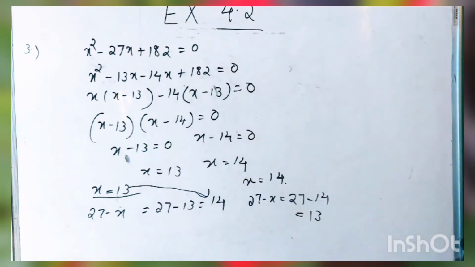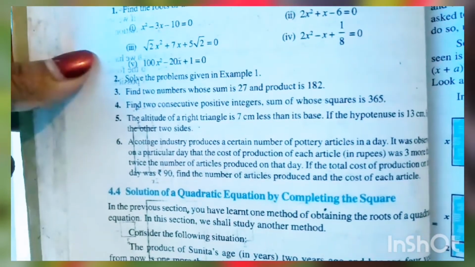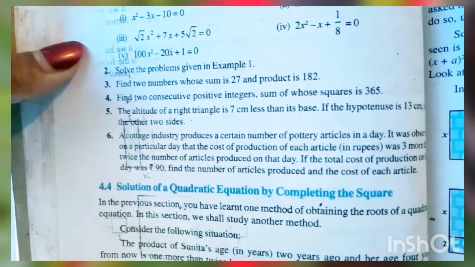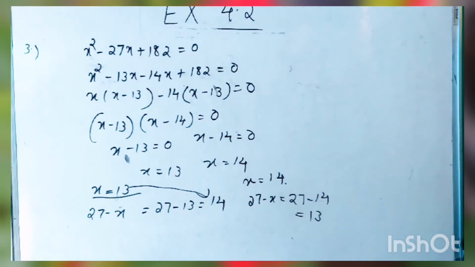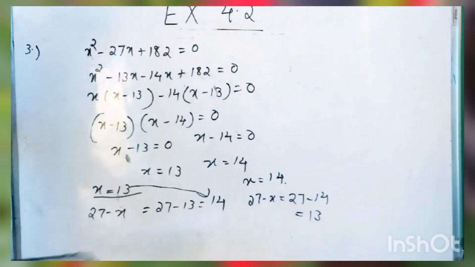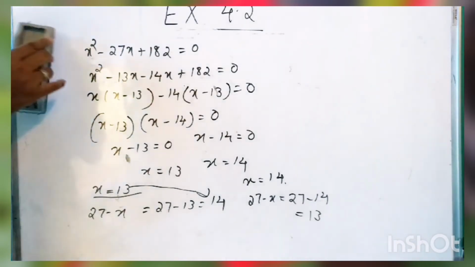Now, fourth question. Find two consecutive positive integers, sum of whose squares is 365. Here also we need to consider consecutive positive integers.